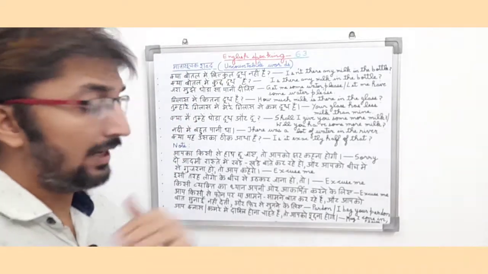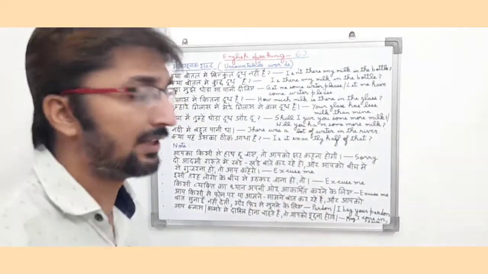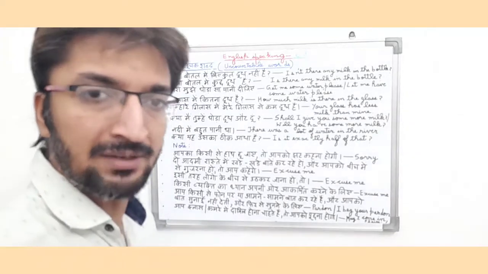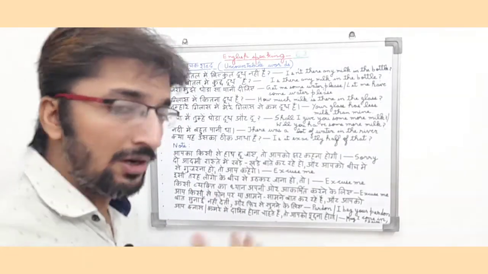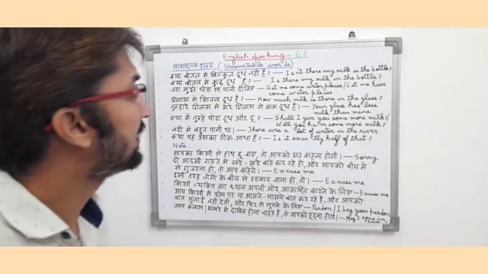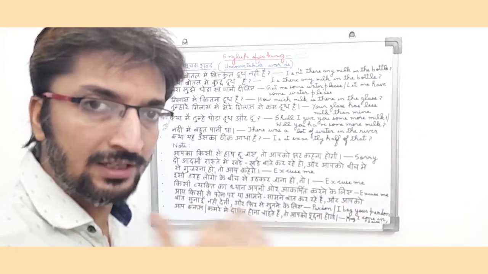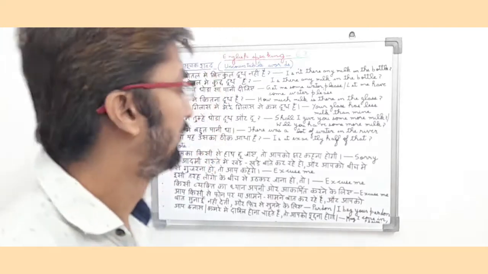So in English it means how much milk is there in the glass. So friends, basically it is a present interrogative sentence and they are asking about the quantity of milk in the glass. So friends, it is an uncountable word, because there is no fixed quantity of milk in the glass.